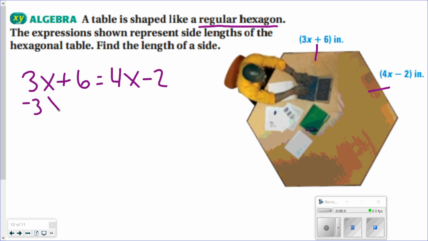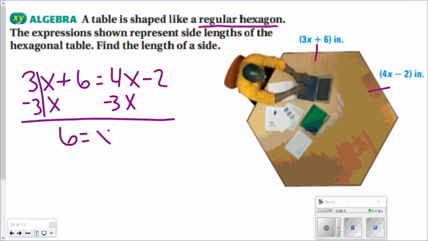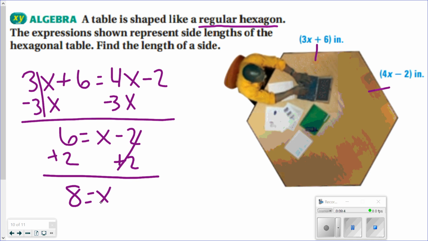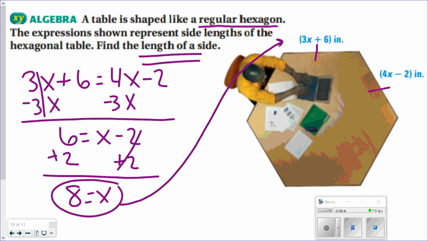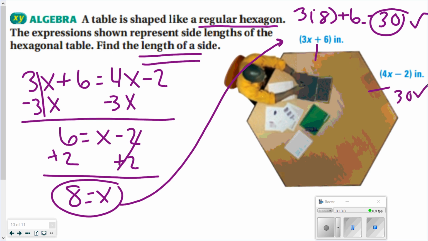I'm going to subtract 3x from each side. So I get 6 is equal to x minus 2. I'm going to add 2. So 8 is equal to x. But we wanted to find the side length, so I need to plug it back into our equation. So if I do 3 times 8 plus 6, and I plug that right in my calculator, I get 30. And I can double check with the other side length, and if you do so, you'll also get 30, which is good because they should be the same.